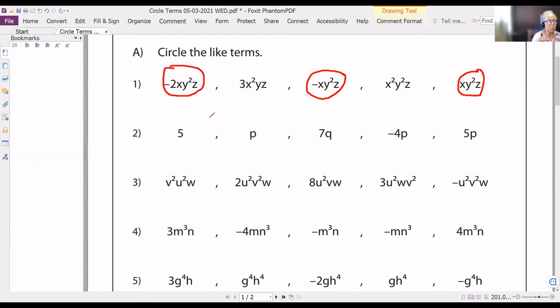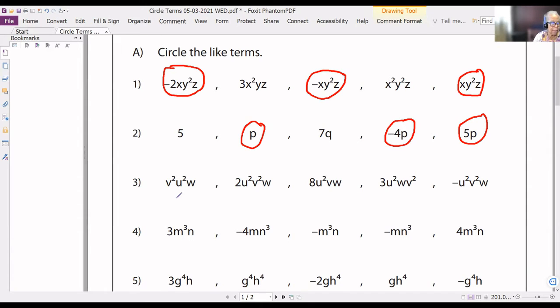Let's look at number 2. What looks alike to you? Well, you see P here, P here, P here. So the like terms are all the P's. Okay, we'll circle those.